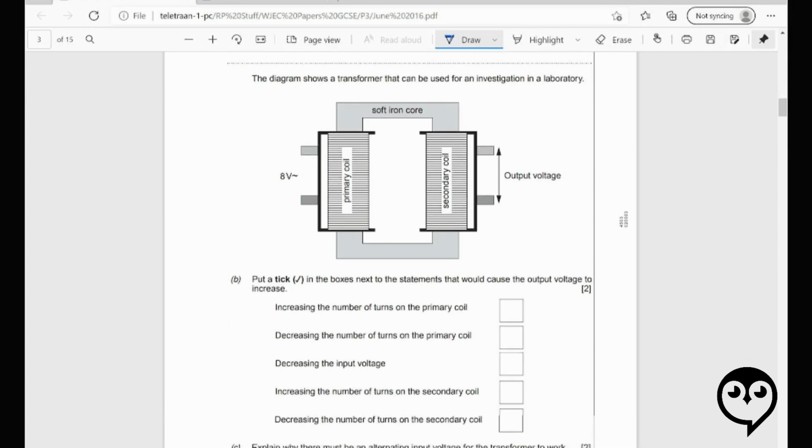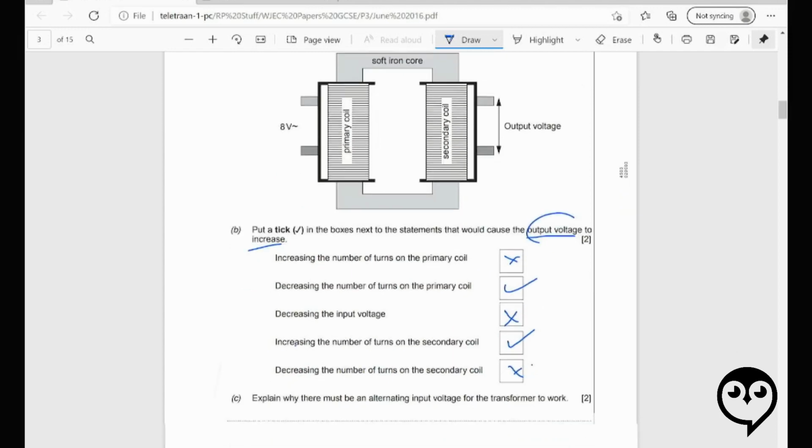Diagram shows the investigation. Which would cause the voltage to increase? Increasing number of turns on the primary? No, not on output. Decreasing number of turns on primary? Yes. Decreasing input voltage? No. Increasing the number of turns on secondary, decrease, no. Well, don't write the same answer for both. Really make sure you're not contradicting yourself. I see students do a lot of that.